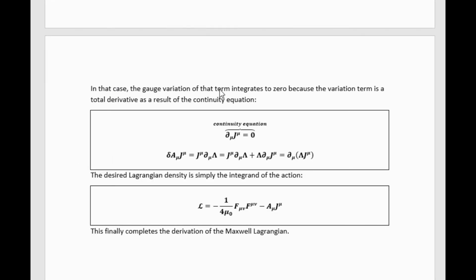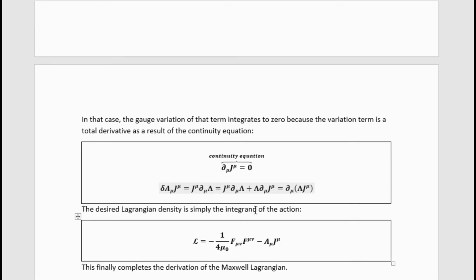In that case, the gauge variation of the term integrates to zero because the variation term is a total derivative as a result of the continuity equation. This continuity equation allows us to add this extra term here by saying basically we're just adding zero. So we know the value of the variation is this, and if we can add that extra term on, then we can just un-product-rule it and arrive at the fact that the variation term equals a total derivative. The desired Lagrangian density is therefore simply the integrand of the action we've already written, which is just that, and therefore we have finally completed the derivation of the Maxwell Lagrangian.